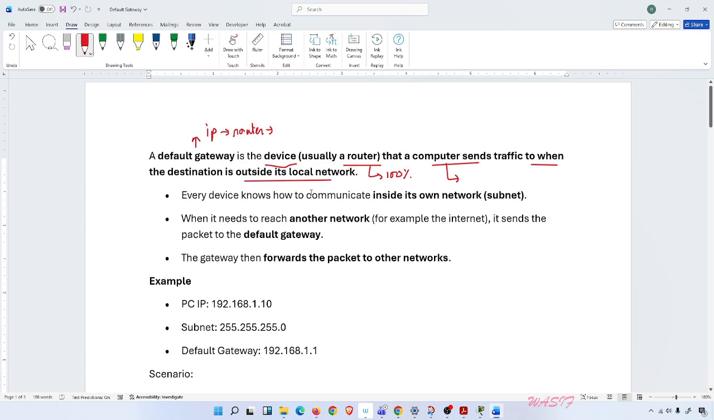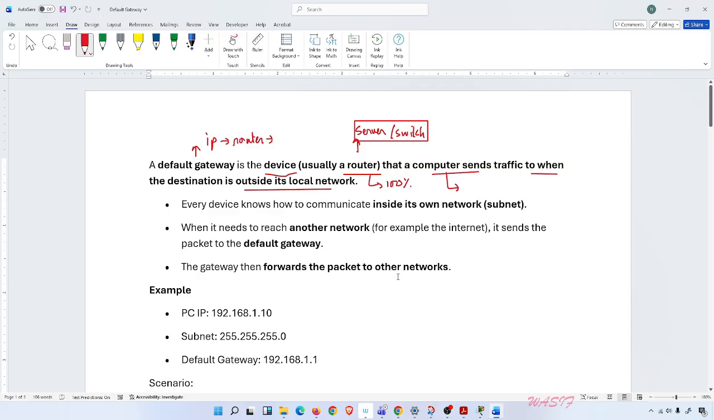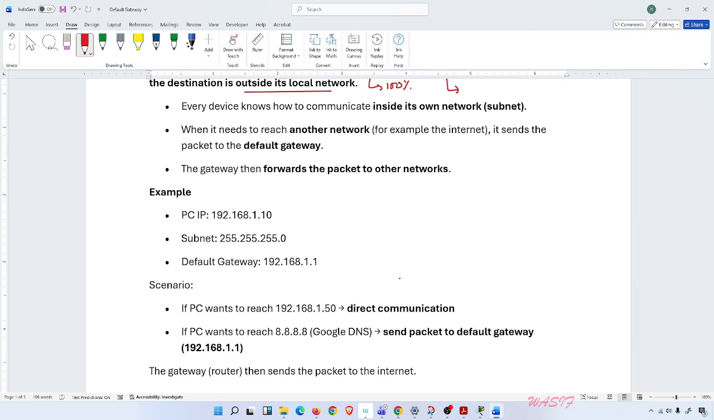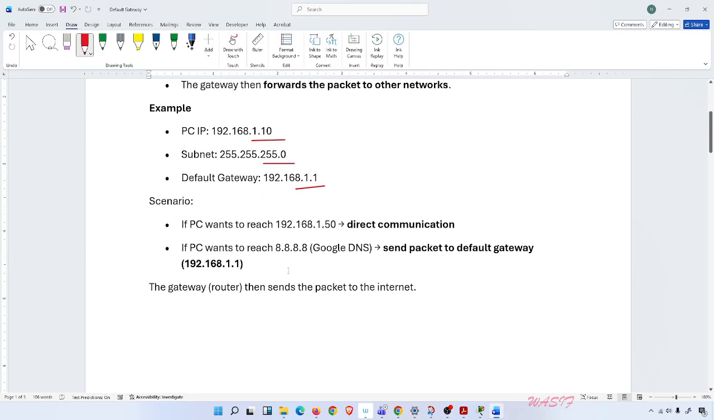Now, what is the function of the default gateway? It is to forward the traffic to another network. So when you configure your PC, you have the IP address of the PC, you have the subnet mask, and you have the default gateway, okay? That is what it is: IP address, subnet mask, and default gateway.